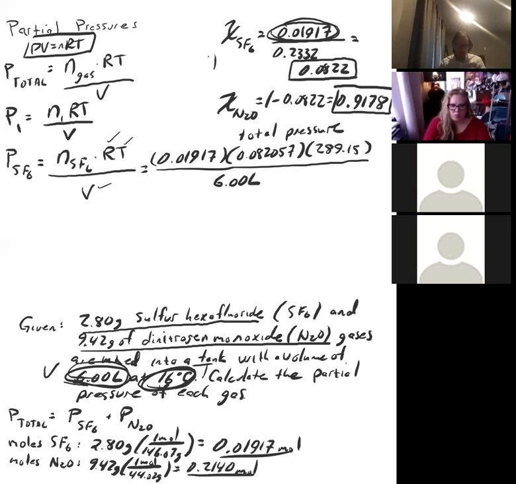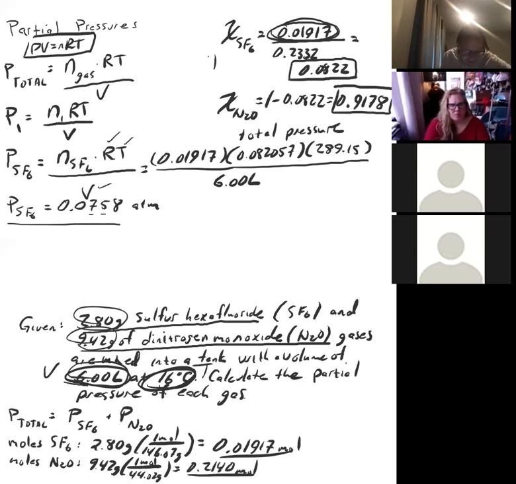So 0.01917 times 0.082057 times 289.15 over 6.00. And it looks like our pressure of SF6 is 0.0758. Atmospheres would be the units. I'm going to leave it in 3 sig figs because it looks like our numbers are 3 sig figs, right? So 1, 2, 3 sig figs.